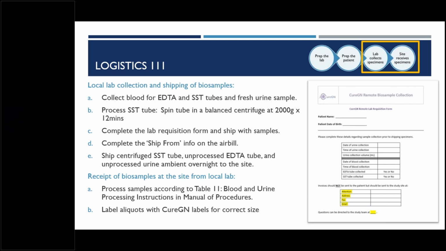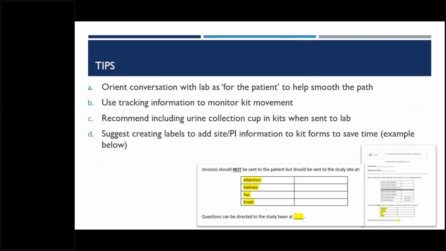Very simple. It just collects the date and the time, the urine volume, and then if for some reason one of the blood tubes wasn't collected, it is indicated there. And then the lab will complete the air bill, and they're gonna ship everything ambient overnight to the site. Once the samples arrive at the site, you are just going to process the specimens according to the usual procedures for processing in the MOP. And then you'll label the aliquots with the CureGen labels at that point.